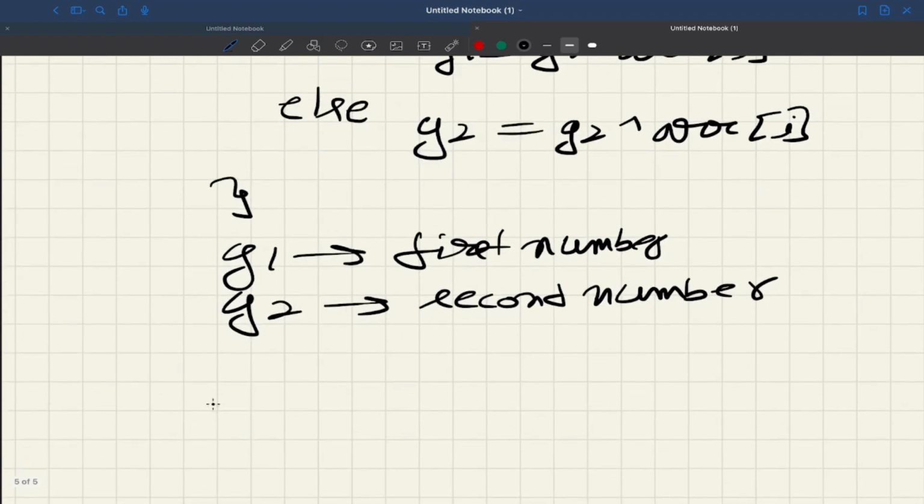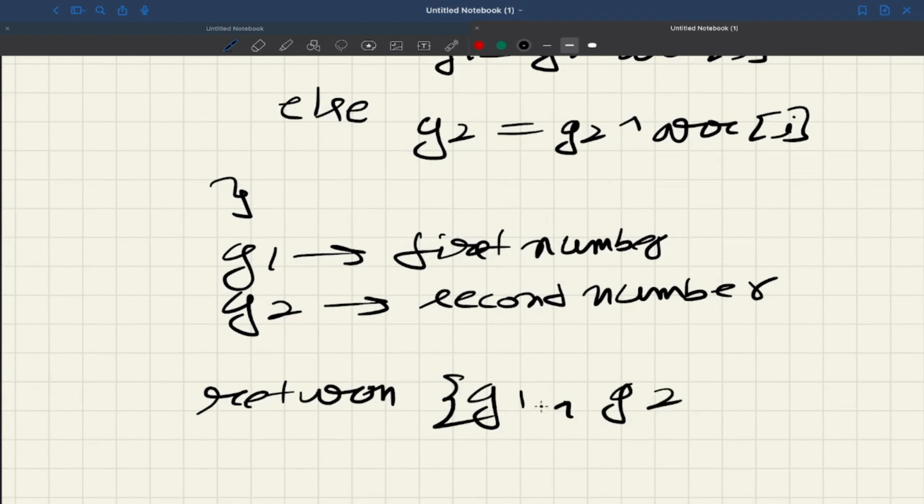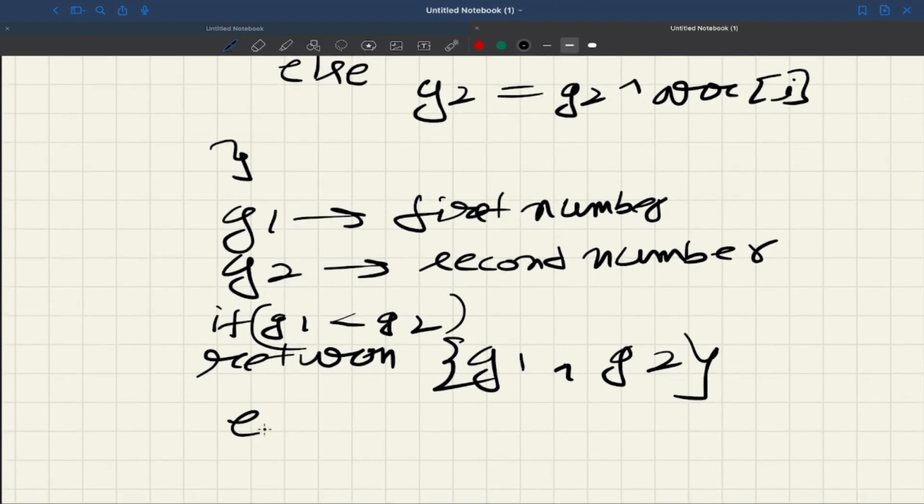And just return these two numbers, G1 and G2. And of course we have to return them in sorted order. So if G1 is less than G2, then return G1 G2, else just return G2 comma G1 if G1 is not less than G2, right?